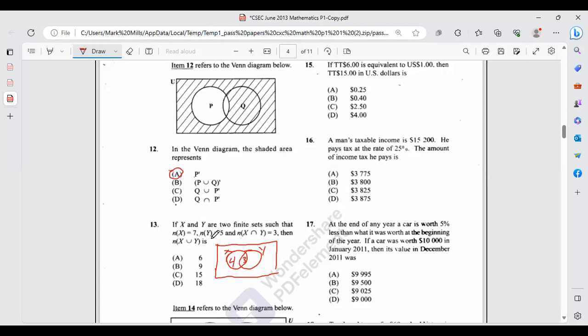4, good. Now, if everything in Y is supposed to be 5, and I have 3 in the middle, how many are left here? 2. Good. Then they ask me, what is the number of elements in X union Y? What will it be? So we add these, what do we get? 9. So the answer is 9. Right, so you add 4 plus 3 plus 2, which gives you 9.